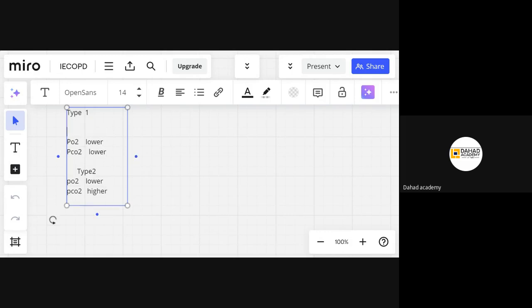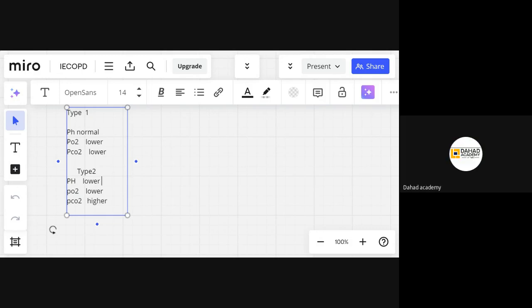What about the pH? The pH in type 1 will be normal, right? The pH in type 2 will be lower, usually acidotic. Yeah, usually acidotic. Okay, that's fantastic.